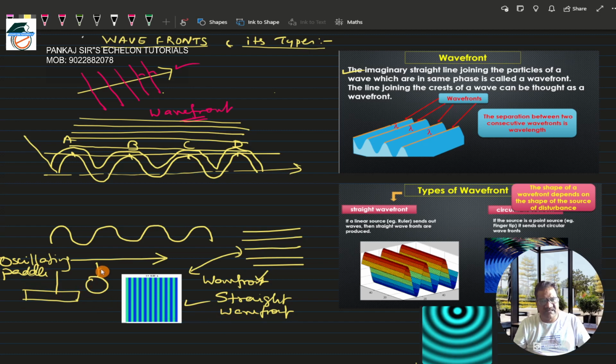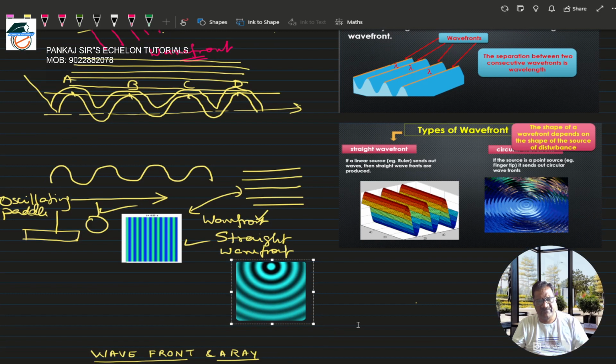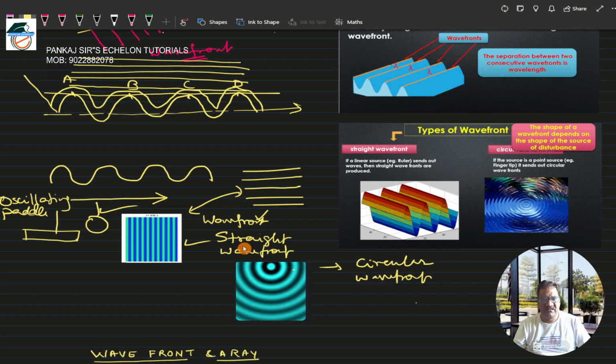But instead, if you use this type of oscillating paddle, it's known as spherical. If you use a spherical oscillating paddle to create waves, you will get this type of wave. These are known as circular wave patterns, or circular wavefronts. This is a circular wavefront. Circular wavefronts can be drawn like this, or in general drawn like this. These are circular wavefronts.